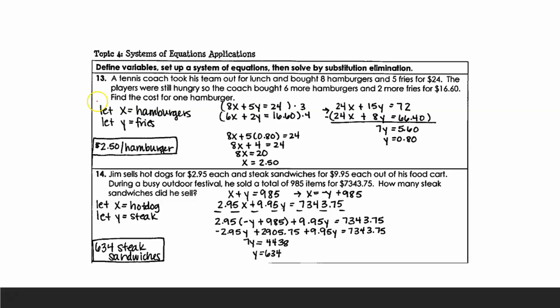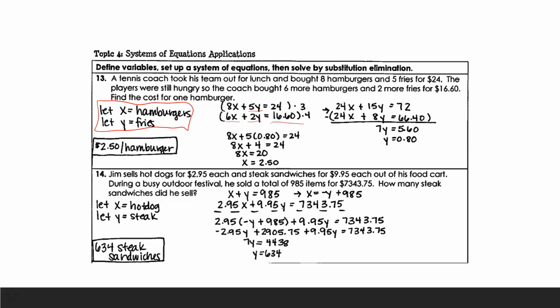So first, I defined my variables. I made x the cost of a hamburger, and y the cost of fries. So the first time, here's my 8 hamburgers, 5 fries, and they're $24. 6 hamburgers, 2 fries, $16.60. I chose elimination. I multiplied the top one by 3, the bottom one by 4. And when I solve for x, hamburgers are $2.50. Once you get past setting these up, they're easier.